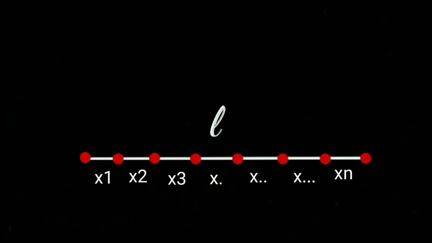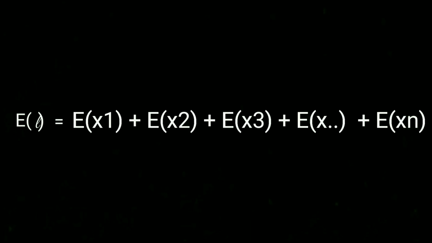To begin with, I want you to imagine you have a needle of length L made up of n small segments, let's say x1, x2, x3, all the way up to xn. Using the functional equation that we just obtained above, we can write the expected value of L as the sum of the expected values of each of these individual segments.